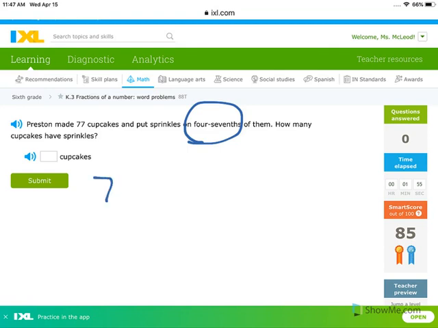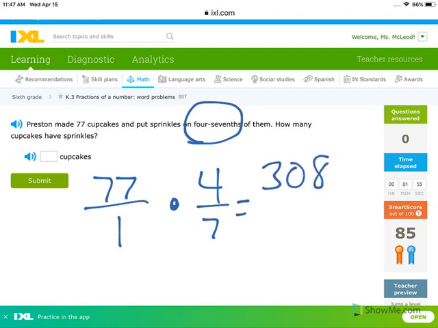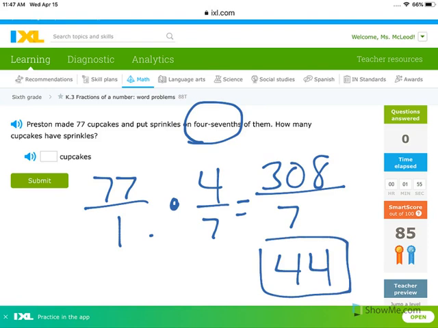So anyway, we have 77. We have that whole number. We're going to put it over 1 times 4/7. 77 times 4 gives you 308. 1 times 7 gives you 7. 308 divided by 7 is 44. 44 cupcakes.